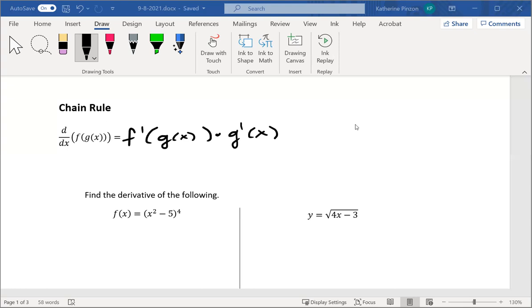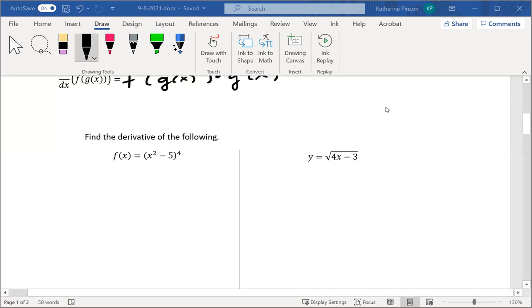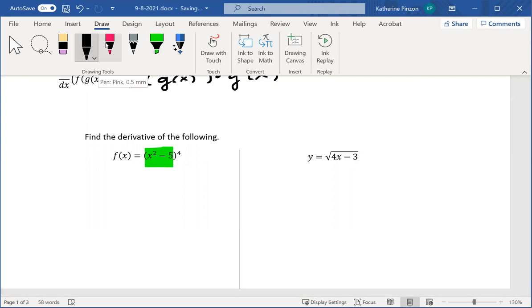So unlike when we did the product rule and quotient rule, with the chain rule, I don't do a lot of the writing down what f and g are. We just talk about what do you think the outside function is and what do you think the inside function is, okay? So in this first example, f of x is x squared minus 5 to the 4th. I would say that this x squared minus 5 is my inside function, and raising to the 4th is the outside function. So if I was saying, what is my function f, I would say raising to the 4th. What is my function g? My inside piece is x squared minus 5.